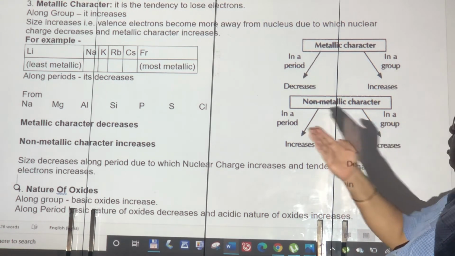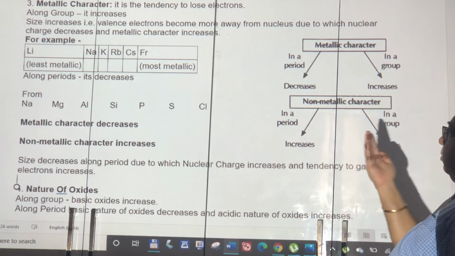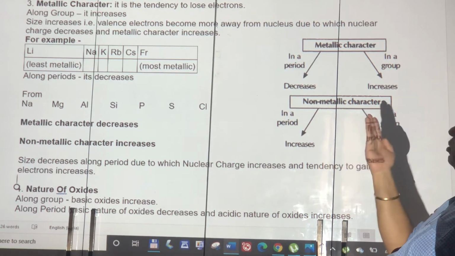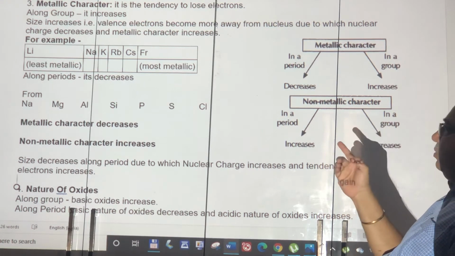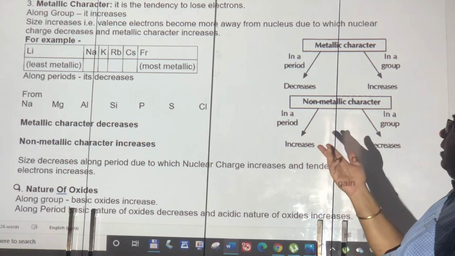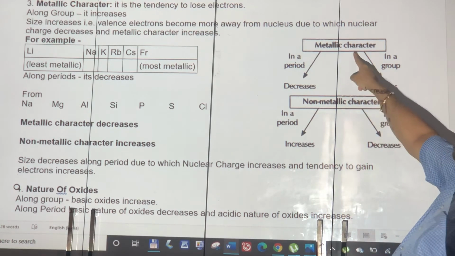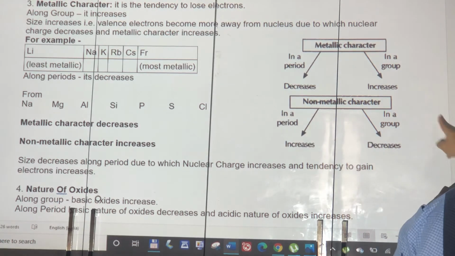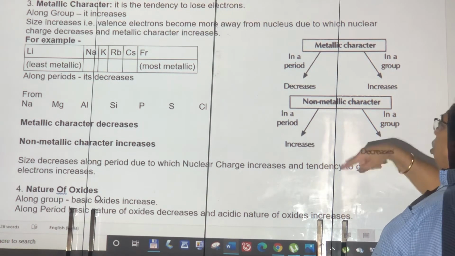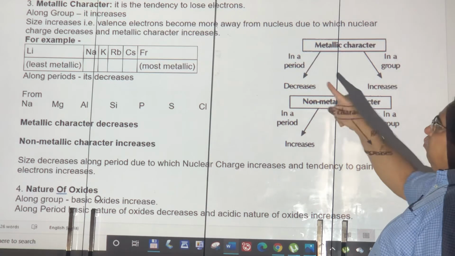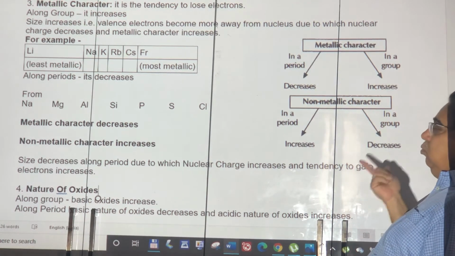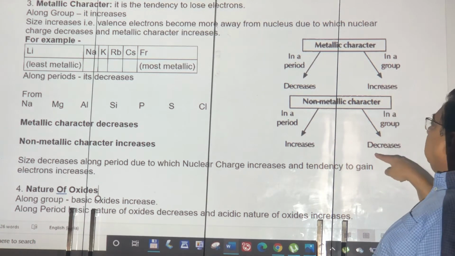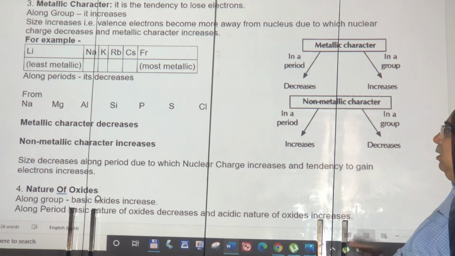Along a period, which we have put down as sodium, magnesium, aluminum, silicon, phosphorus, sulfur, chlorine, metallic character decreases, and the opposite, non-metallic character, increases. I made a chart for you. Metallic character in a period decreases, in a group increases. The opposite is non-metallic. If you gain, you do not lose; if you lose, you do not gain.